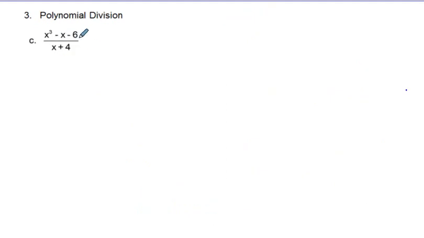Here we have x cubed minus x minus 6 over x plus 4. I'm going to try to rewrite this not as a polynomial long division problem, but as a synthetic division problem. So we know that x plus 4 is equal to 0 is the value of the 0. So working out our synthetic division bracket, we put our negative 4 outside here, and we put the coefficients inside here, which is going to be 1x cubed minus 1x minus 6.